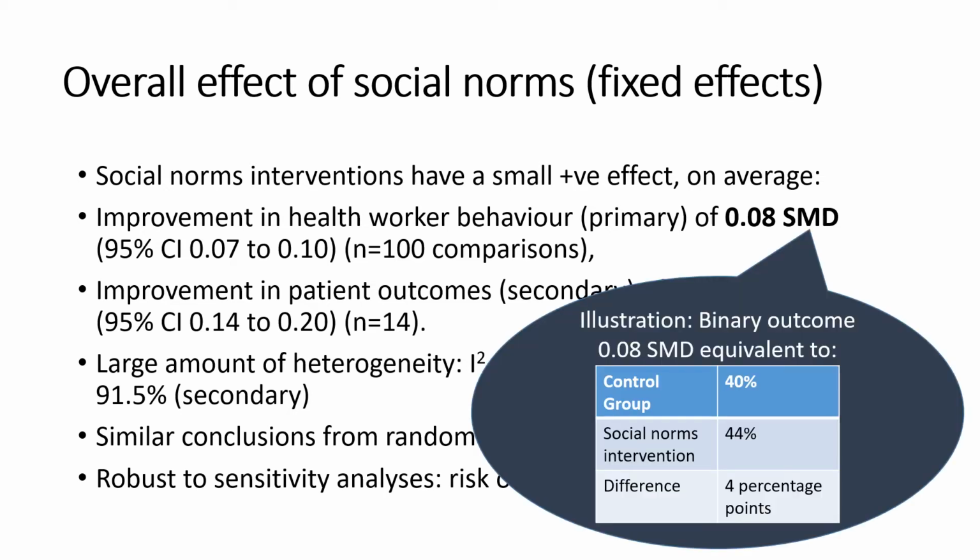Just to illustrate what that standardized mean difference means, it's the equivalent in a binary outcome to a difference of 4 percentage points, where, for example, the control group had 40% of people doing something and the social norms intervention had 44% of health workers doing something.